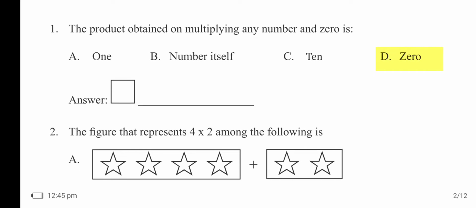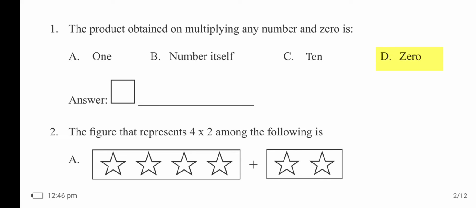So the first question: the product obtained on multiplying any number and 0 is, option A 1, option B the number itself, option C 10, option D 0. The right answer is option D, 0. See, in the box you have to write A or B or C or D. For this first question, D is the right option. So inside the box you have to write D, and then on the straight line you have to write 0. This is the way to write.